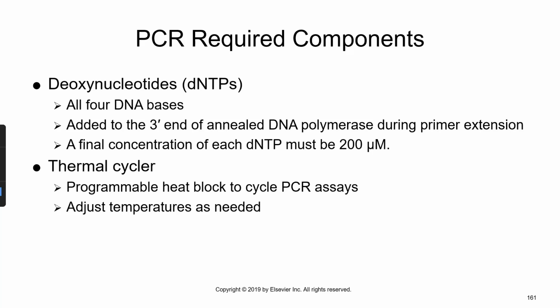Deoxynucleotides, so we need dNTPs. All four bases need to be present. If we're going to be making DNA, we need to have bases there. And then thermocycler, it's not necessary, but it sure makes things a lot easier.